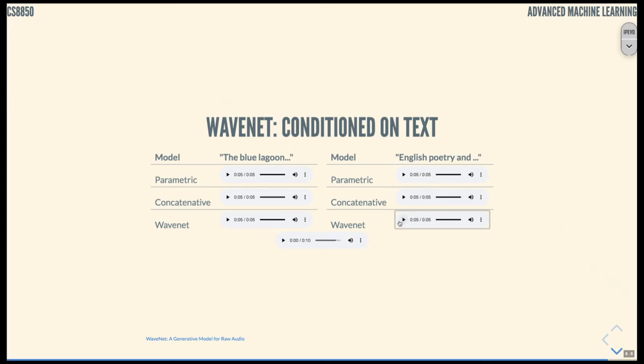So what was surprising about WaveNet was generation sample by sample.